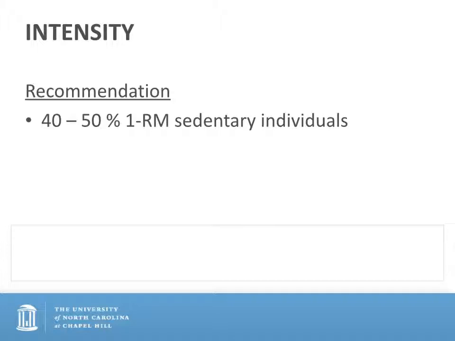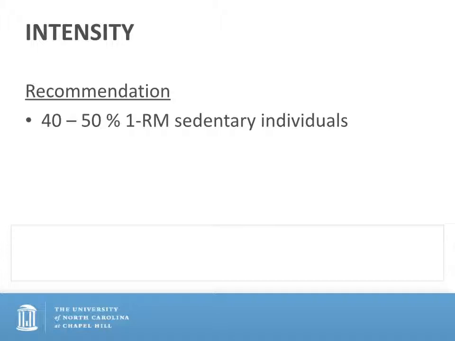Repetition maximum, or RM, is the maximal amount of weight lifted one time only, then fatigue. 1 RM is the maximal exercise test for strength. The ACSM recommends that movements are 40 to 50% of a person's 1 RM for sedentary individuals looking to improve strength. This is classified as light intensity activity.